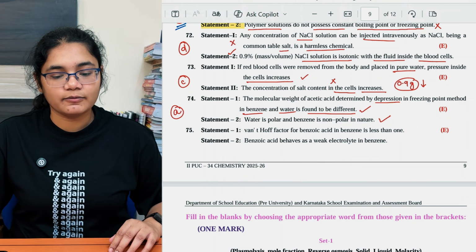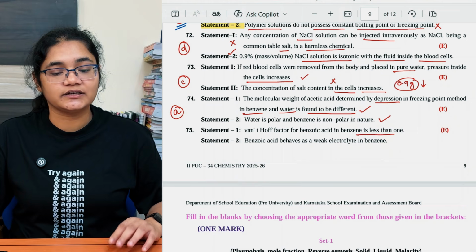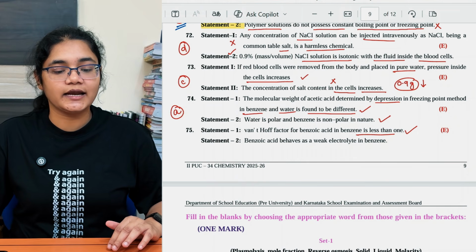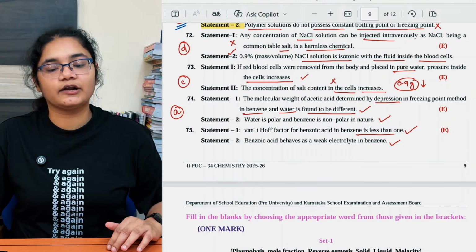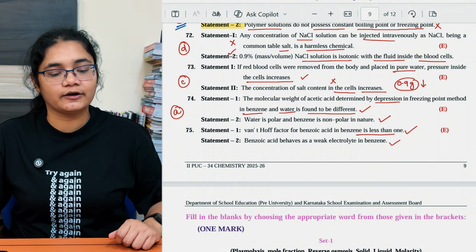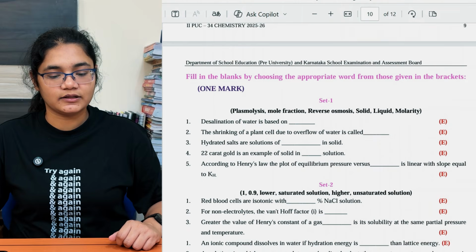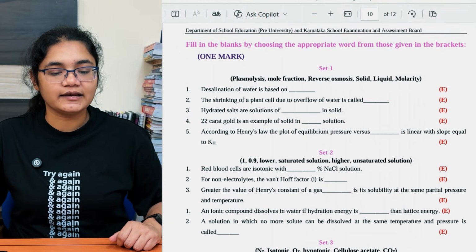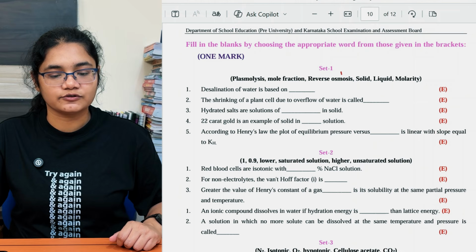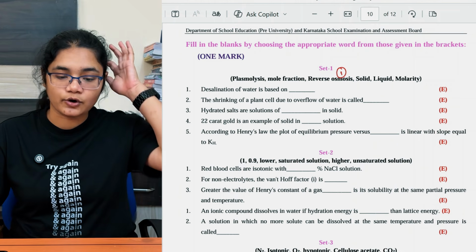Next, the van't Hoff factor for benzoic acid is less than 1. Yes, because it undergoes association. So this is correct. Benzoic acid behaves as a weak electrolyte. Yes, benzoic acid is a weak electrolyte. So both are correct here, option A. Okay, now let's do some fill in the blanks questions as well. Desalination of water is based on reverse osmosis. I'm just putting options here. It is option number 1.